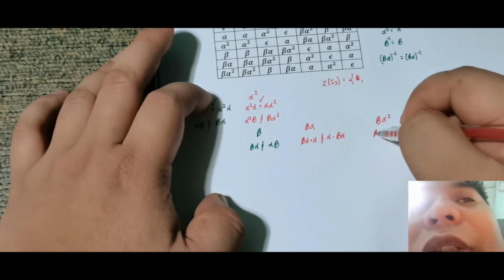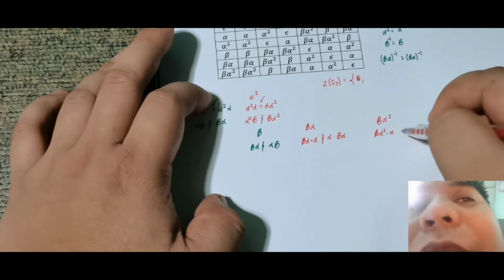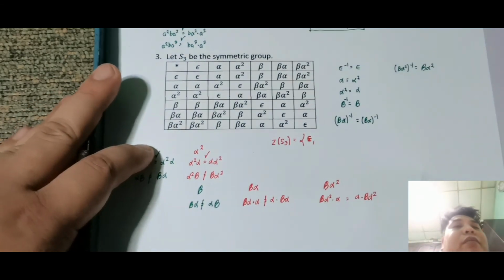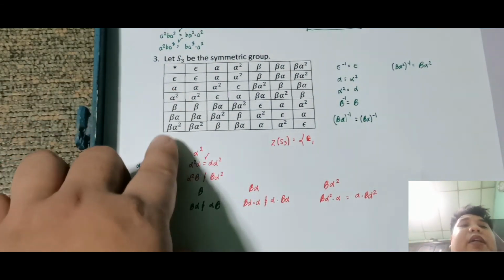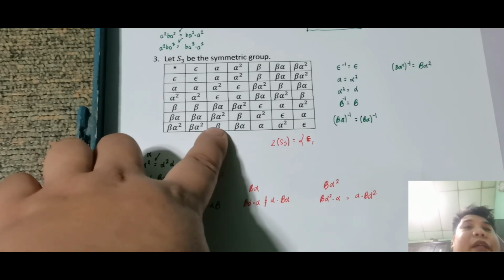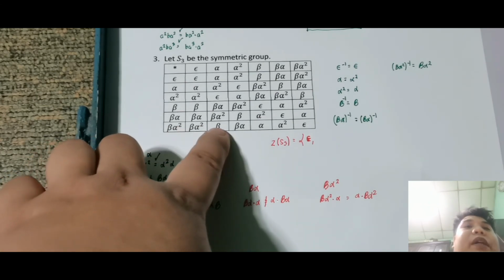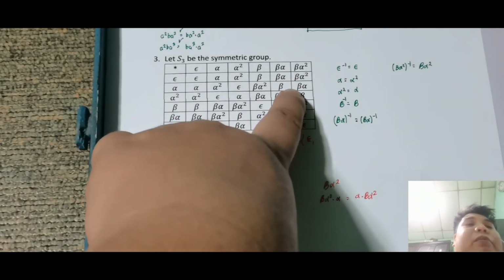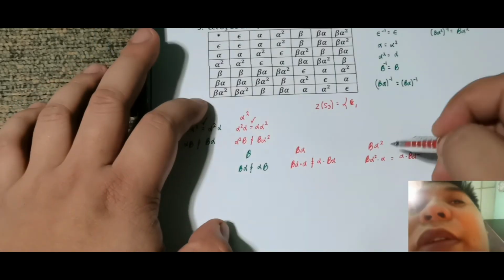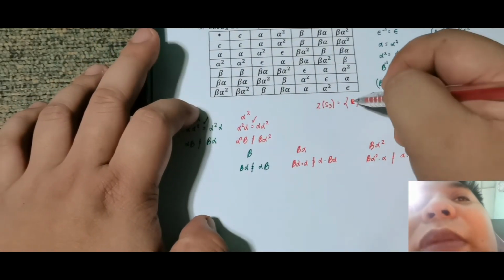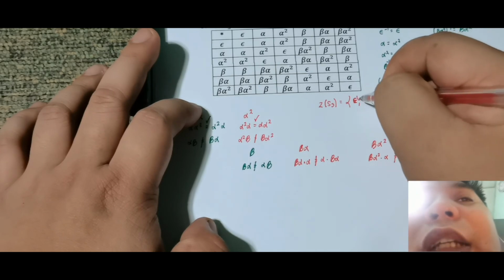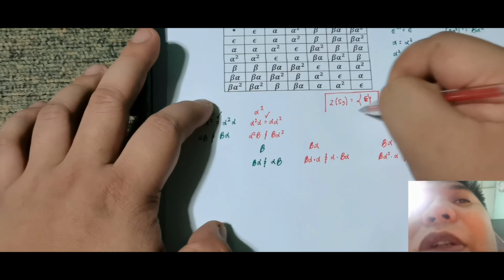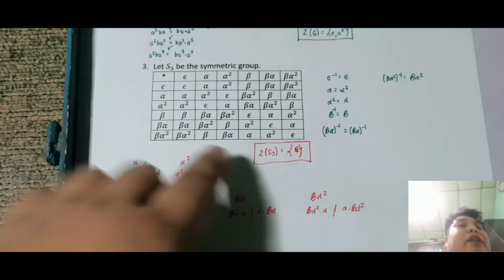Lastly, si beta alpha squared. Beta alpha squared times alpha is equal sa alpha times beta alpha squared. So check natin. Beta alpha squared times alpha is B. Alpha times beta alpha squared is beta alpha, which is not equal ulit. So therefore, ano lang naman ang center ng S of 3? Center ng S of 3 on a symmetric group natin is just the identity element, which is the epsilon.